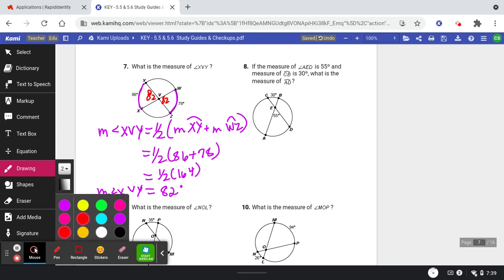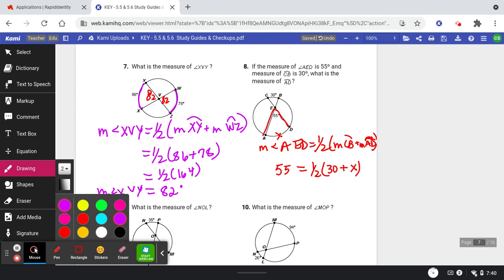All right, for this one, we're going to use the same formula. Measure of angle AED is equal to half the measure of CB plus AD, half the measure of those arcs. So this time, notice we did get CB as 30, but we don't know what this one is. Our unknown is there inside the parentheses. And we were actually given already this measure of AED. Do you see the 55 there inside? So now we're solving backwards for something in the parentheses.